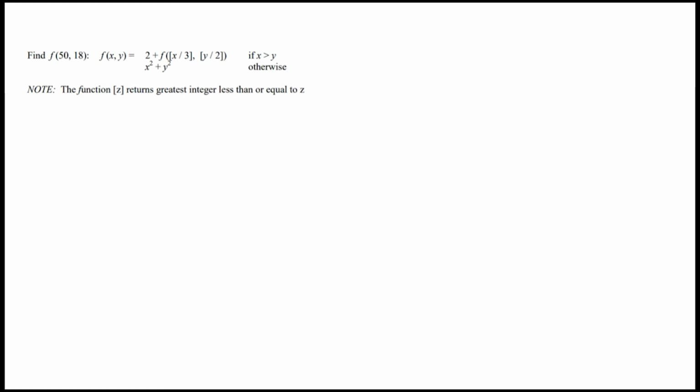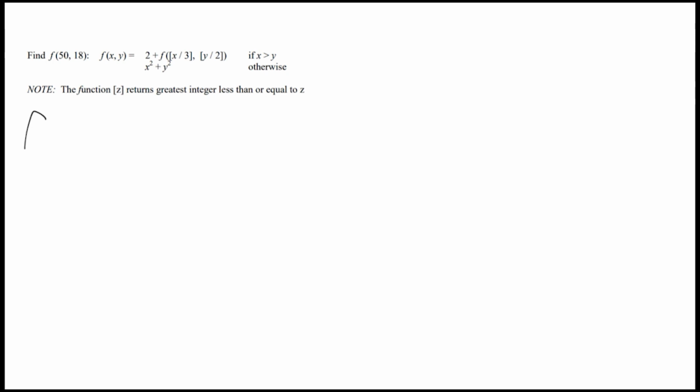All right. This one, we have f of x, y equals 2 plus f of, in bracket, x over 3, in bracket, y over 2 if x is greater than y. And we have the base case in any other case, which is x squared plus y squared. And they give us what the square bracket is. This is basically just floor division because it returns the greatest integer less than or equal to z. So it rounds down. So it's floor division. In this case, at least.